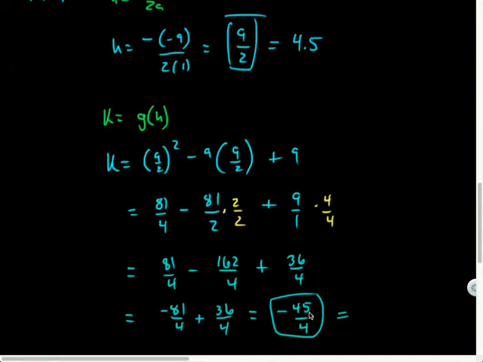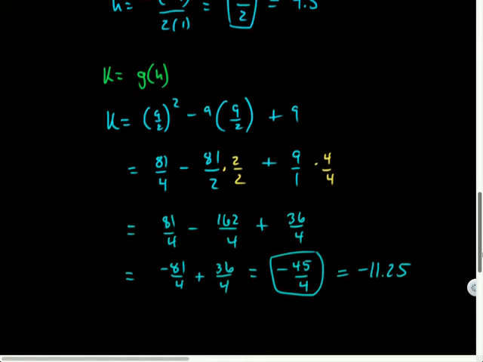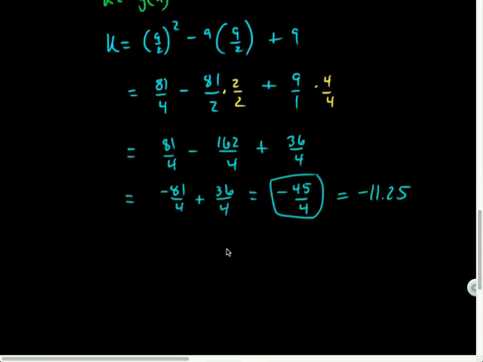Let's see, 45 fourths. 4 goes into 45 11 times. So is it a negative 11.25? So there's a decimal version of that for our decimal fans. So our vertex is 4.5 comma negative 11.25, right? So there's our vertex. How do I find my x-intercepts?